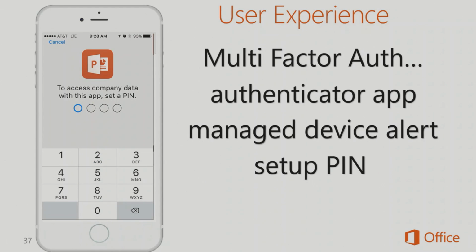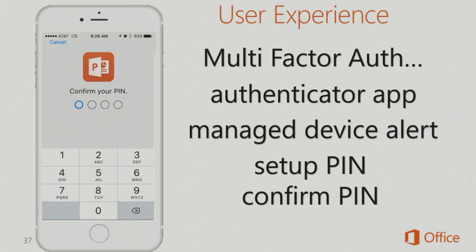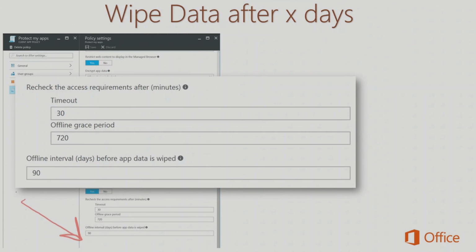But the first thing we do is say, hey, once again, we want to enforce a PIN. You don't have to enforce a PIN, but you could enforce a PIN in this scenario. So we're making them set up a 4-digit PIN for the first time. And then once they do that, they have to confirm the PIN, and then they're off to the races.